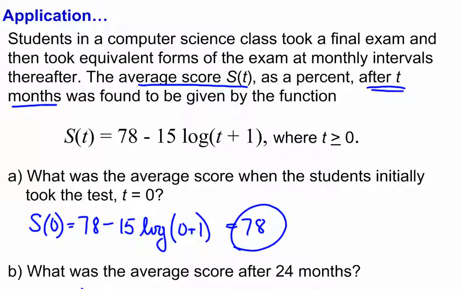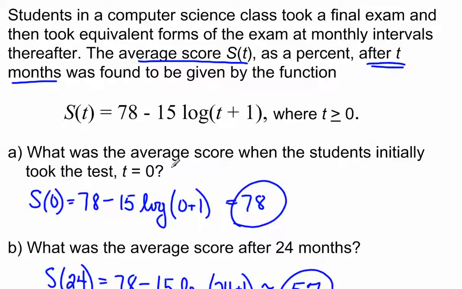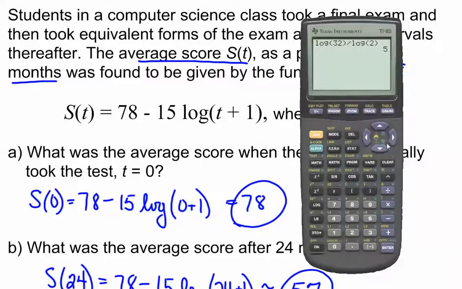So first question, what was the average score when the students initially took the test? That would have to be t equals 0. That's the initial. What we're going to do is just plug that in here to our function, and I could do this on the calculator. I could just take 78 minus 15 times, and this is plain log, so it's the common log here, of 0 plus 1. Yes, I could have done that in my head, but I'm just putting it all in there. I don't have to really do any of it, and it tells me the average score initially was 78.